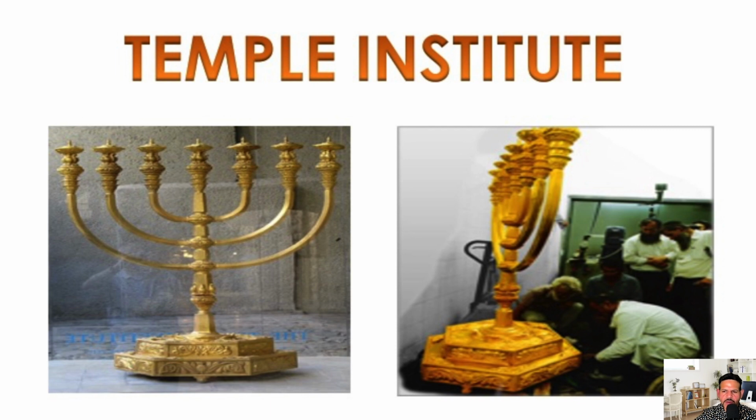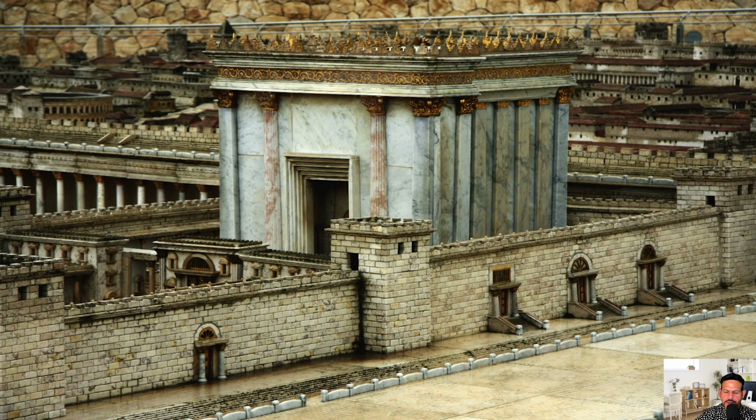So this is a menorah that is made by the Temple Institute for the next temple in Jerusalem on the Temple Mount. Now remember, when you're talking about the temple, you're talking about a place that had much gold in it, especially that menorah. It was absolutely beautiful. Here's a model of the temple.